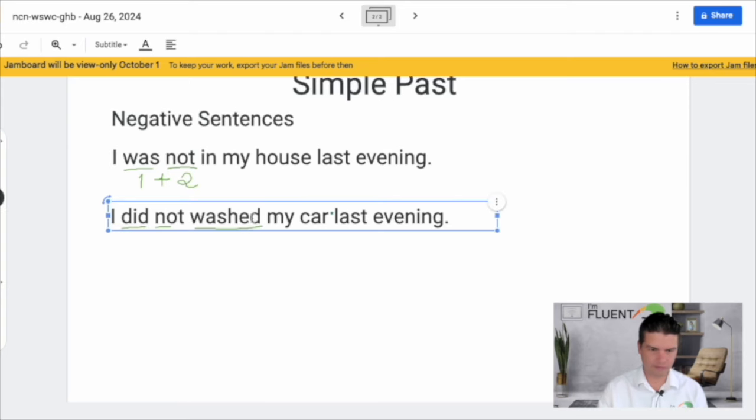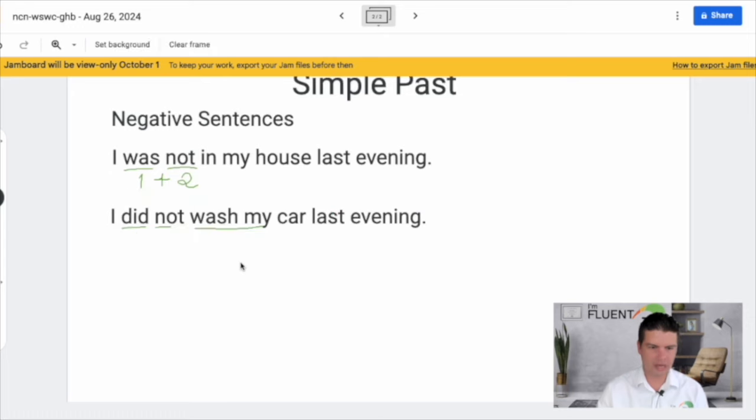As I told you before, we just erased this, and it would be did not watch. And I can erase also this there, because it already has its past form in did not or didn't. Therefore, we don't use the ed here. So it's not past and past. It would be past and present. But the whole sentence is in the simple past, and this is with a regular verb.